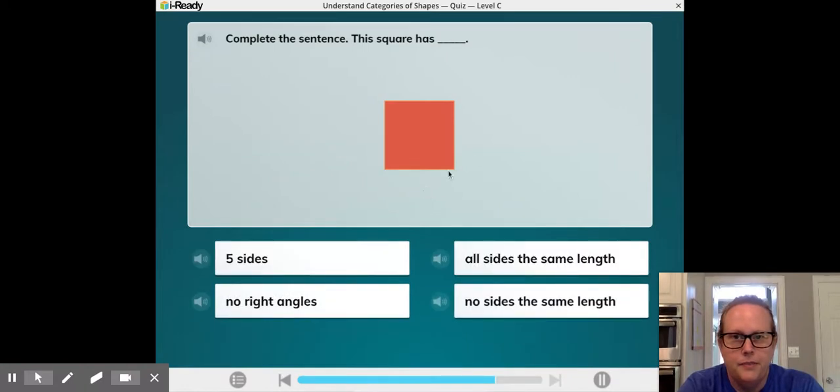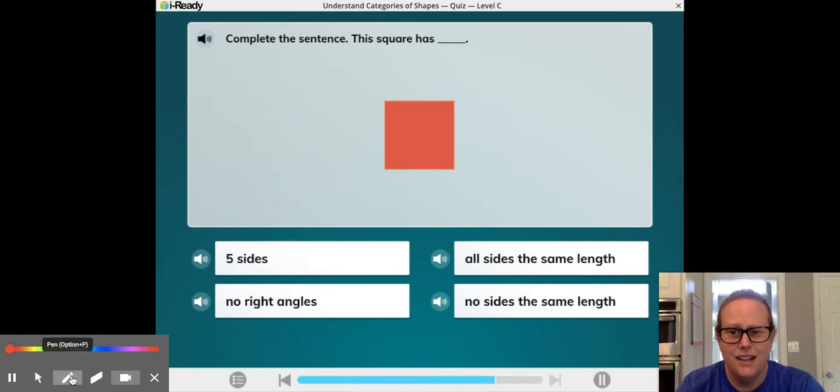All right. Complete the sentence. This square has. So for these questions, it's important to look at the shape and look at each one of these options to decide if it's true about the shape they're asking. This one shows you a picture of a square, and you have to decide which one option goes in this blank. Does a square have 5 sides? It does not. So that is not an option.